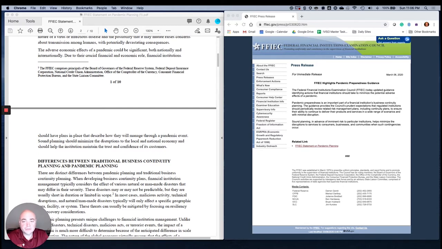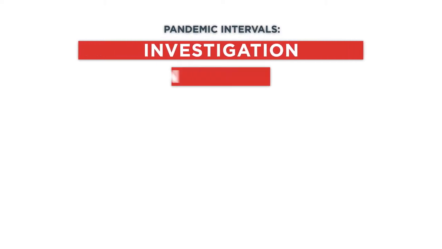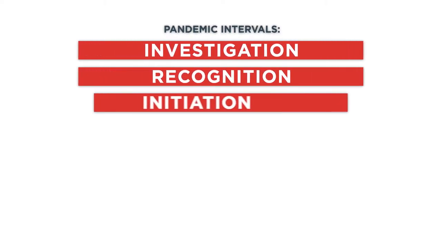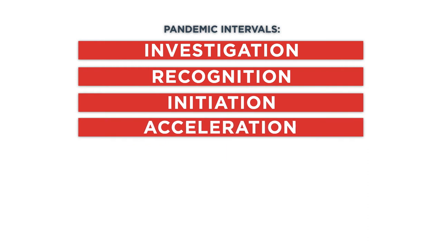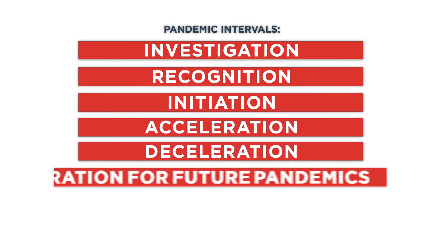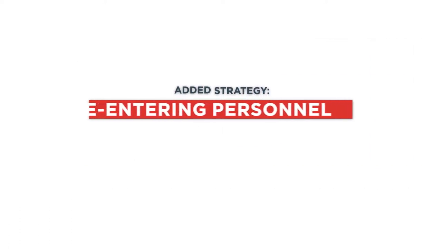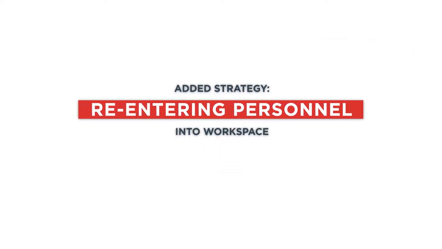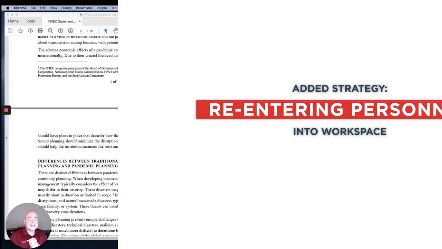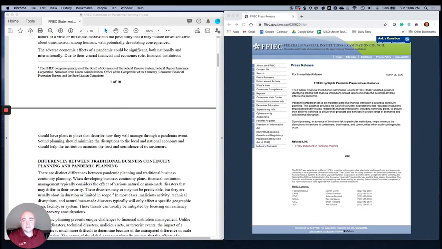The original version stated that institutions should create a documented strategy that is aligned with the six disease intervals described by the CDC. Those six intervals are investigation, recognition, initiation, acceleration, deceleration, and preparation for future pandemic waves. This new version adds strategy that should be included for re-entering personnel into the workspace in addition to those six pandemic intervals.